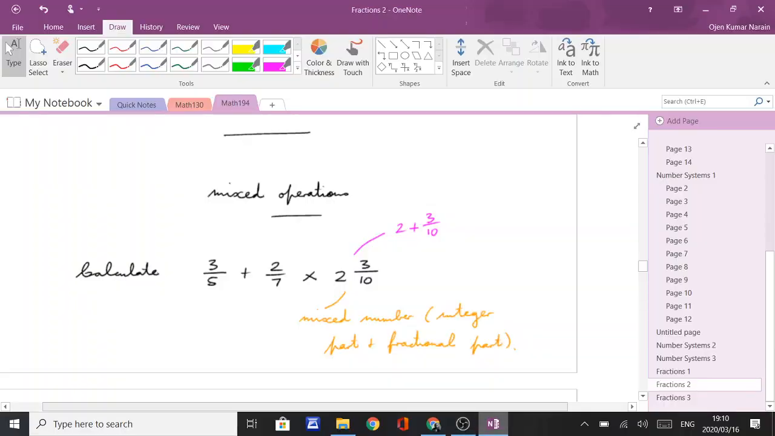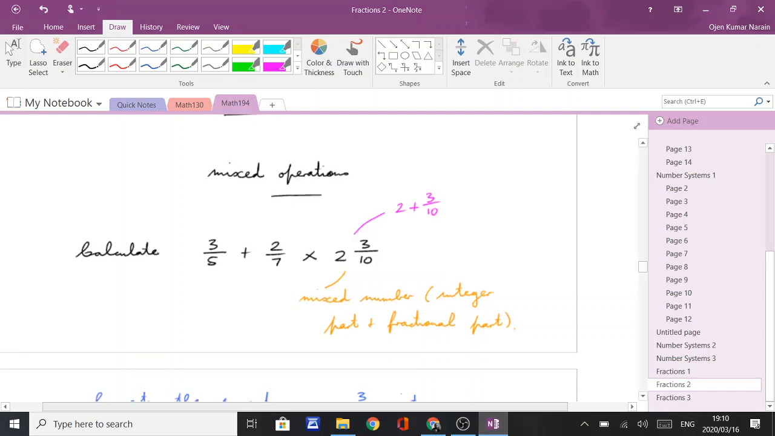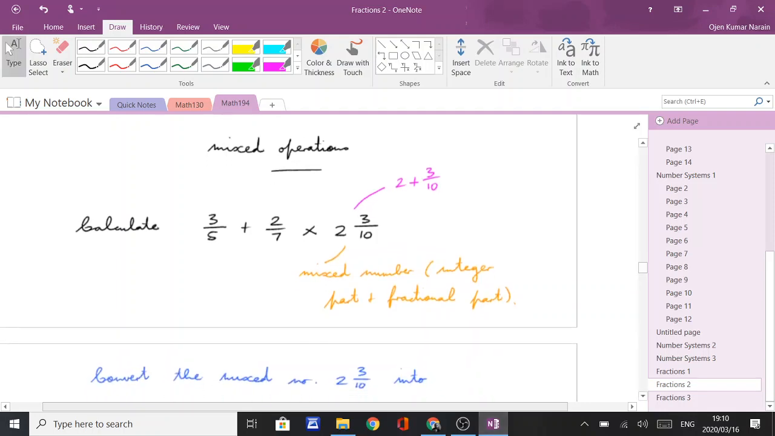So we're continuing with the second part of fractions 2, and now we look at mixed operations. So here we have: calculate 3/5 plus 2/7 times 2 and 3 over 10.